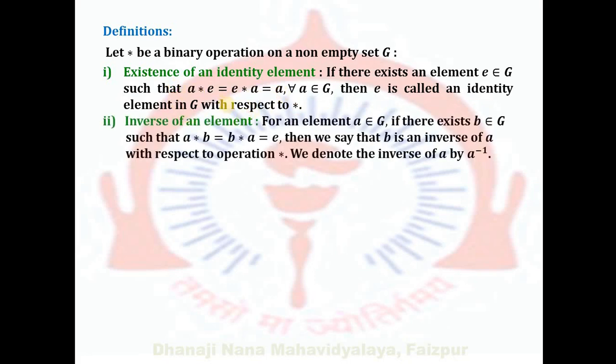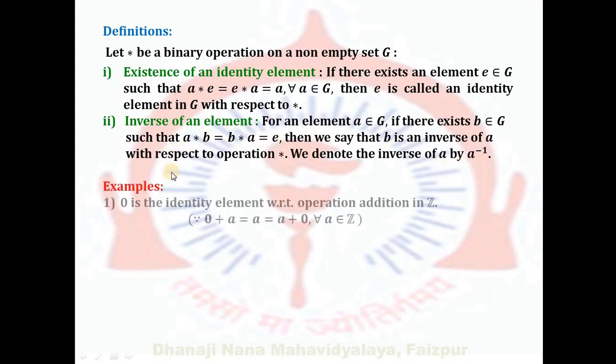Then inverse of an element. For an element a belonging to G, if there exists b belonging to G such that a star b is equal to b star a, that is equal to e, then we say that b is an inverse of a with respect to operation star, and we denote the inverse of a by a inverse. So b satisfying the condition a star b is equal to b star a is equal to e, then we say that b is the inverse of a, and we denote it by a inverse.